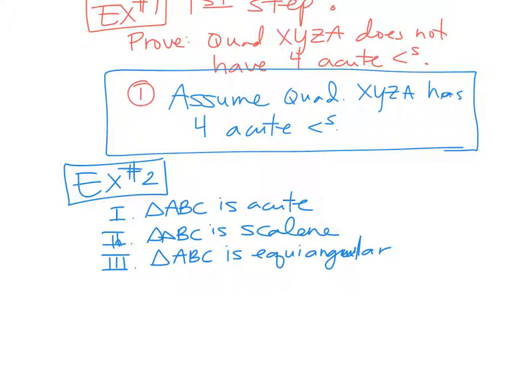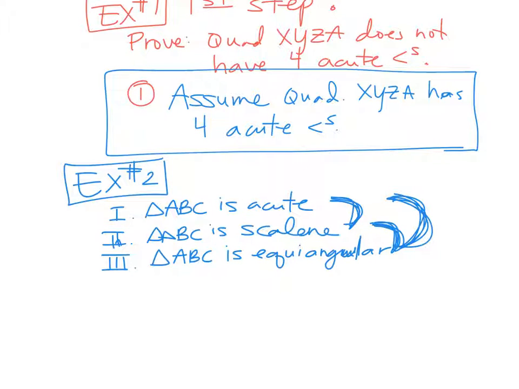In those 3 statements, there's one statement that does not work with the other 2. There's 2 statements that don't work with each other, I guess is a better way to say it. Which 2 statements contradict each other? In other words, can you have an acute scalene triangle? Can you have a scalene equiangular triangle? And can you have an acute equiangular triangle? Which 2 can't happen at the same time?